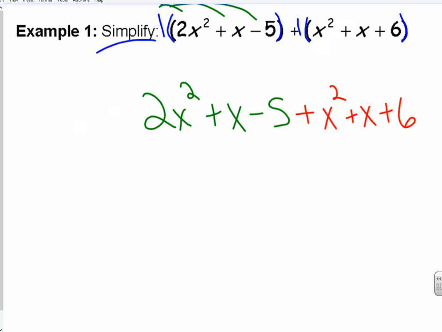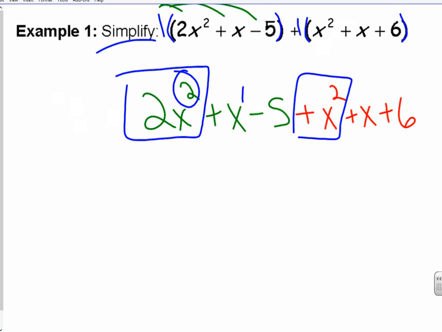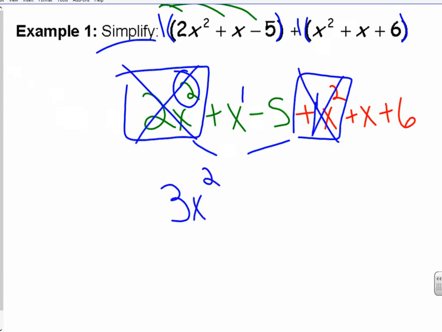Now we're going to combine like terms. I always want to start with my highest exponent first. Since I have the exponents 2, 1, and 0, I'm going to start with my x squared. I then look to see if there's any term that can go with it. There is another x squared term. I'm now going to combine those. 2 plus 1 is 3x squared. Cross it off because I'm done with it.